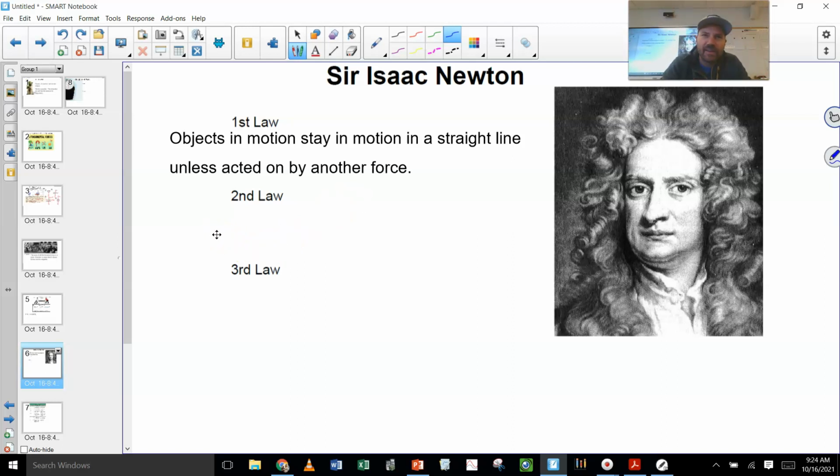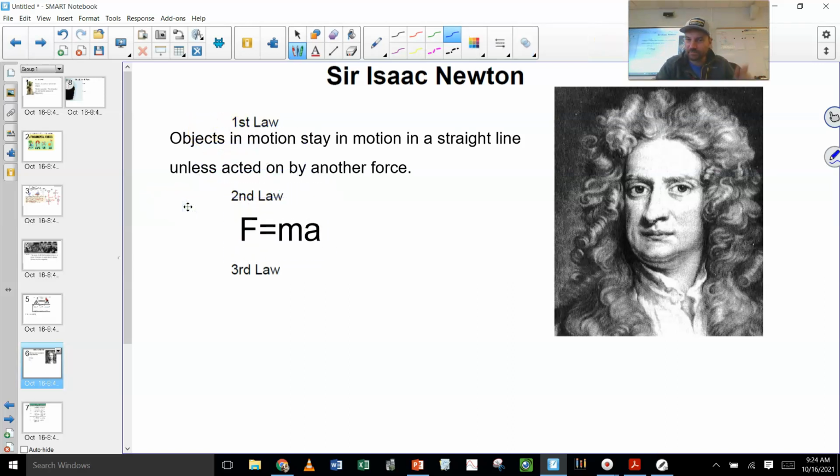Newton's second law says that an object's acceleration is directly proportional to the force acting on it. Directly proportional, like if you increase the force on something, you're going to increase the acceleration. You decrease the force, you decrease the acceleration. And the object's acceleration is inversely proportional to its mass. Meaning if you've got a big mass, hard to accelerate. Small mass, easy to accelerate. It boils down to this equation, F equals ma.